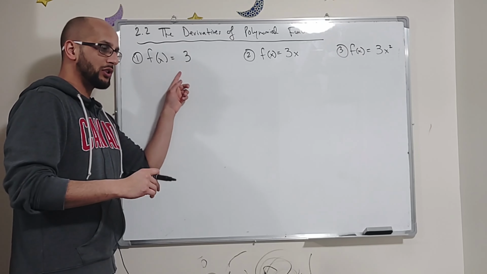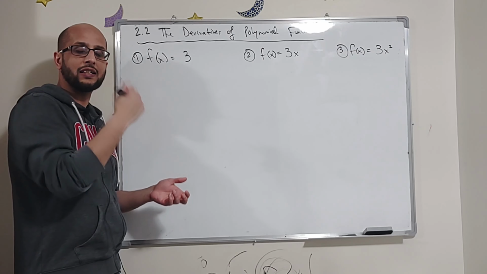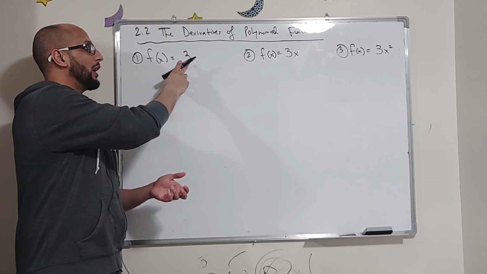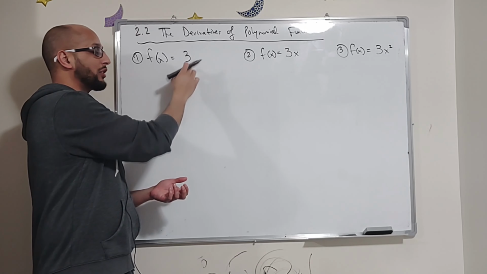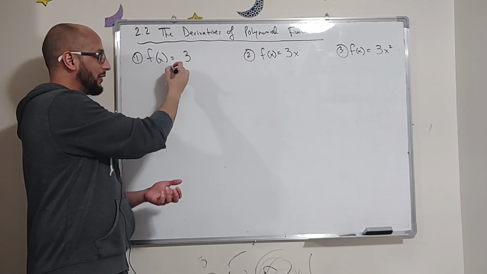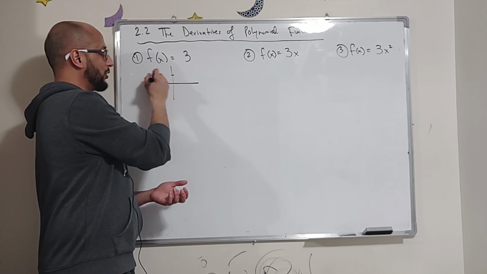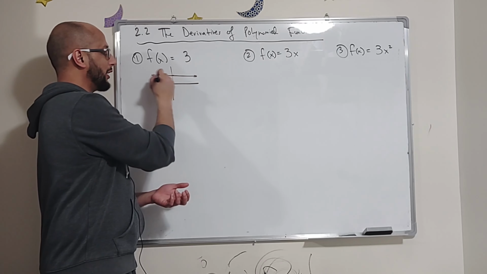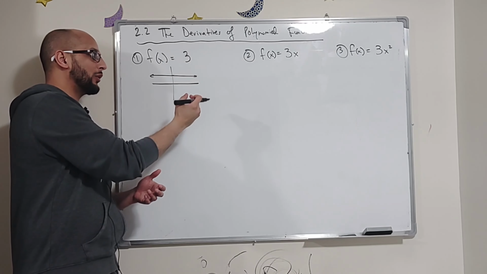So f of x equals 3. This is a constant function. It's f of x is equal to 3. So the slope or the rate of change will be 0, because if you look at this graph, y is equal to 3 and it will be a straight line going across, which means it has no rate of change. It's not going up and it's not going down.